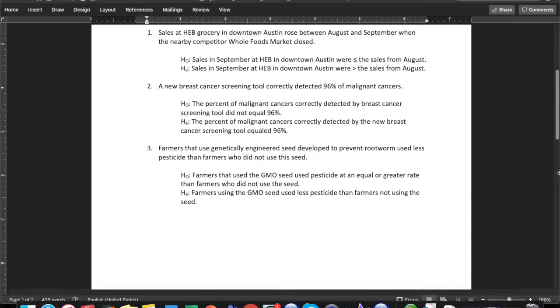So if there was something that already was on the market that had 96% as its established rate of detecting malignant cancers, that would be one. Another one would be, say that there's a certain threshold in healthcare that you have to find 96% or we won't use this tool because it's not good enough if we can't detect 96%. Those would be the most likely scenarios.